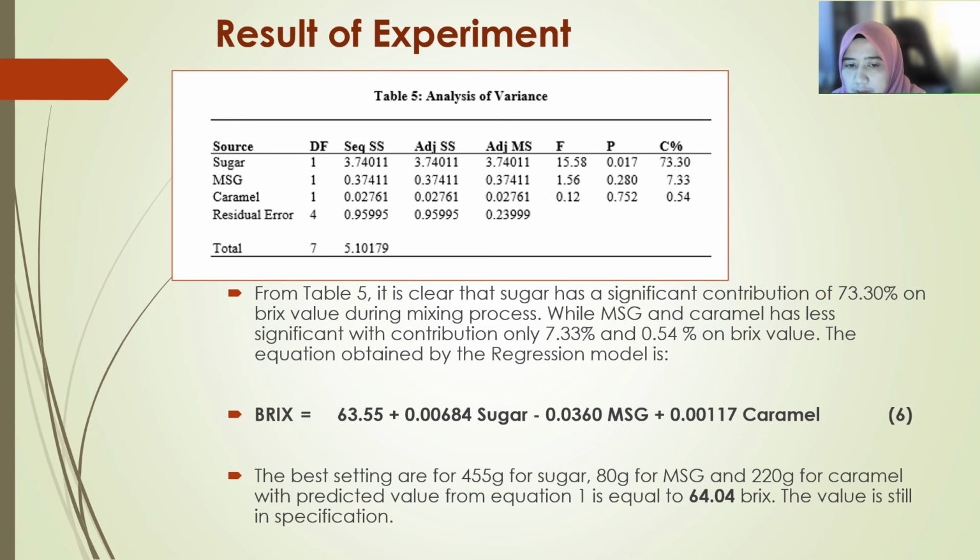By the regression model, brix equals 63.55 plus 0.06 sugar minus 0.036 MSG plus 0.00117 caramel. So if we substitute the numbers into the regression model, the equation gives 64.04, which is still within the specification limit.